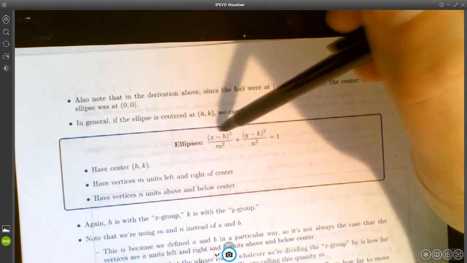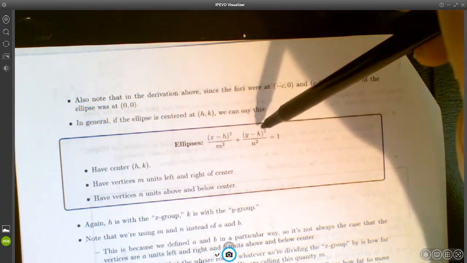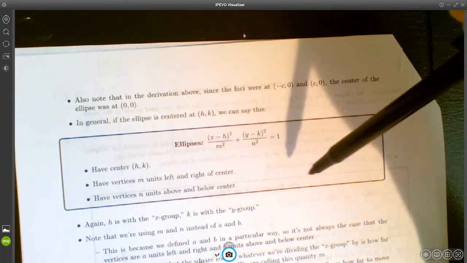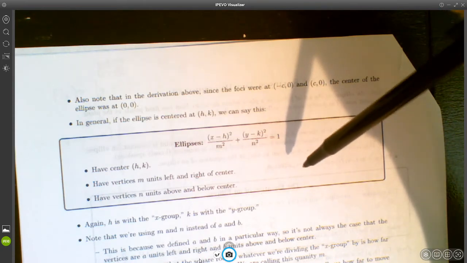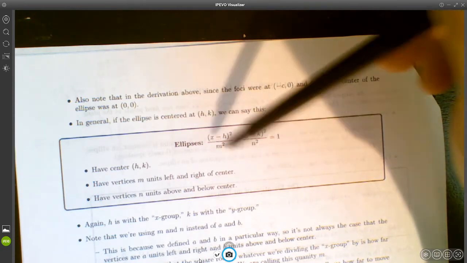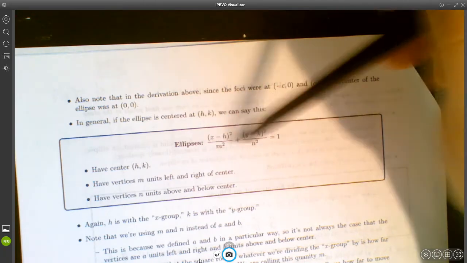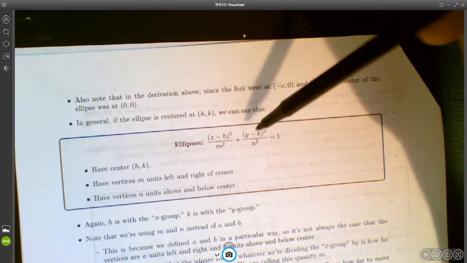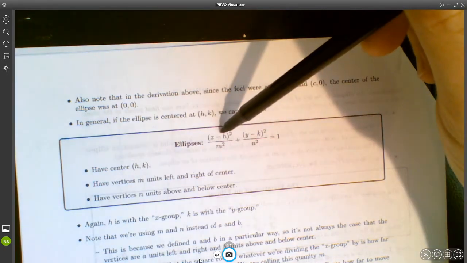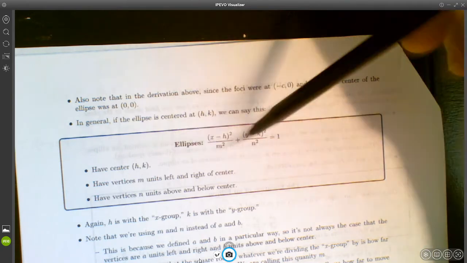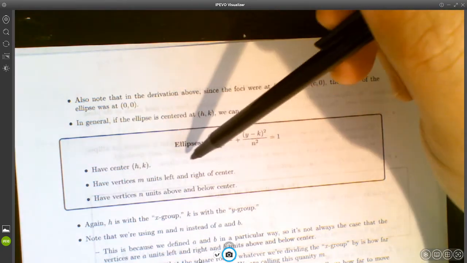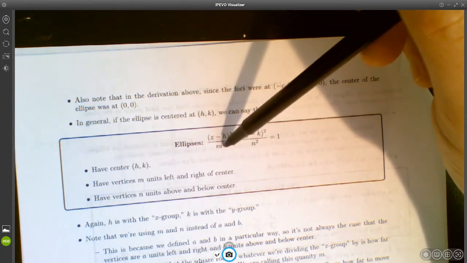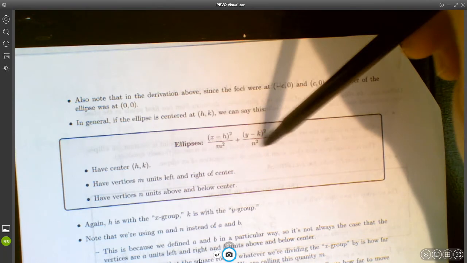It would look like (x minus h) squared over m squared plus (y minus k) squared over n squared equals 1. And I'm using m and n instead of a and b because a and b meant something very specific on the previous page. And I want to think of these numbers a little bit differently when I come to graph them. Because when I go to graph this, here's how I'm really thinking about it. I'm thinking, okay, this ellipse has center h, k, and then it has vertices. In other words, the points on the ellipse are going to be m units left and right of center, and n units above and below center.